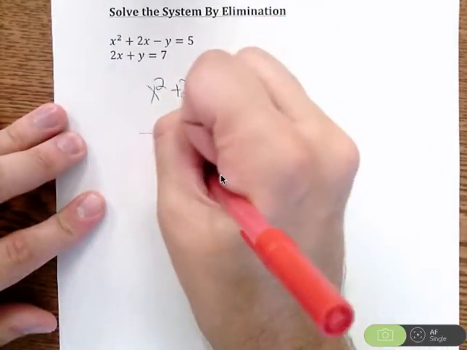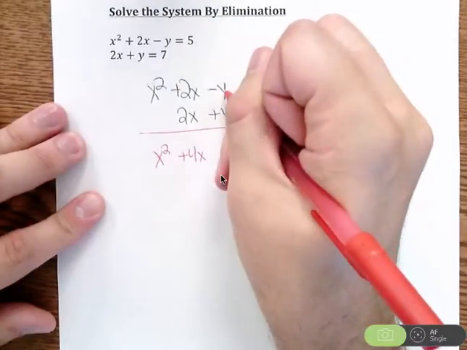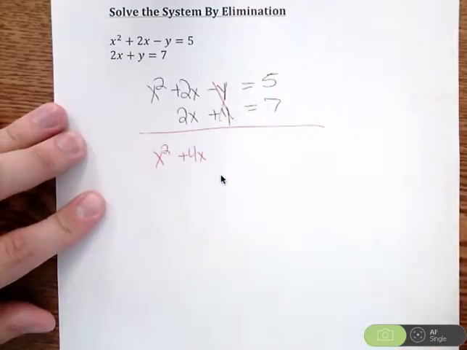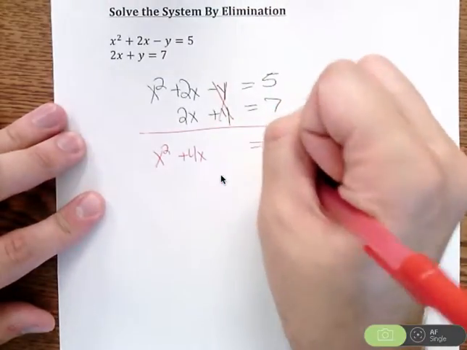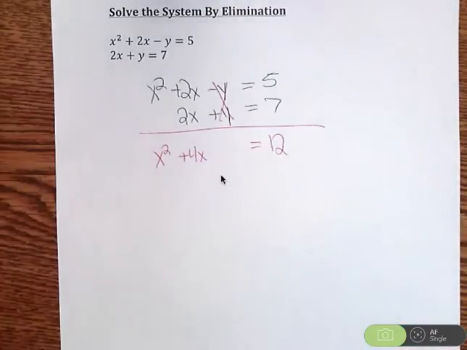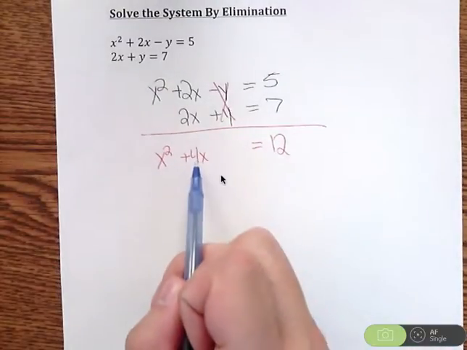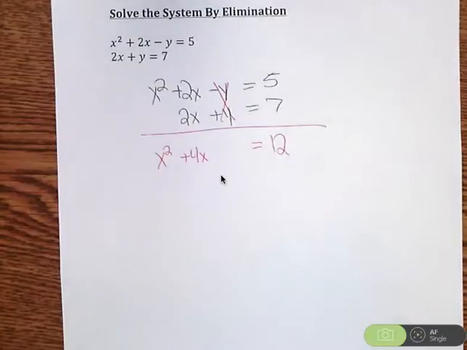2x plus 2x is 4x. Negative y and y is 0. And 5 plus 7 is 12. So right now I have x squared plus 4x equals 12.